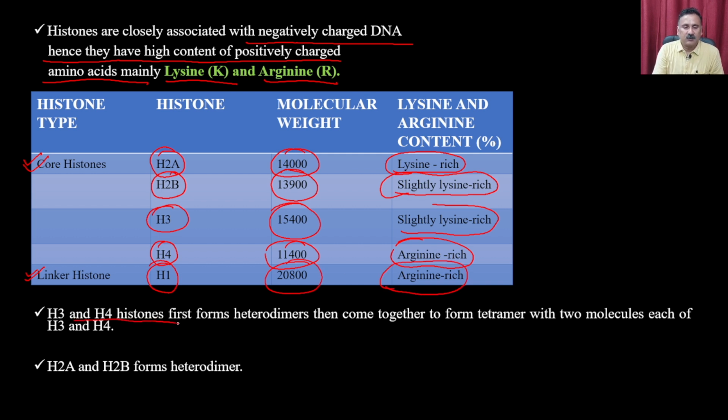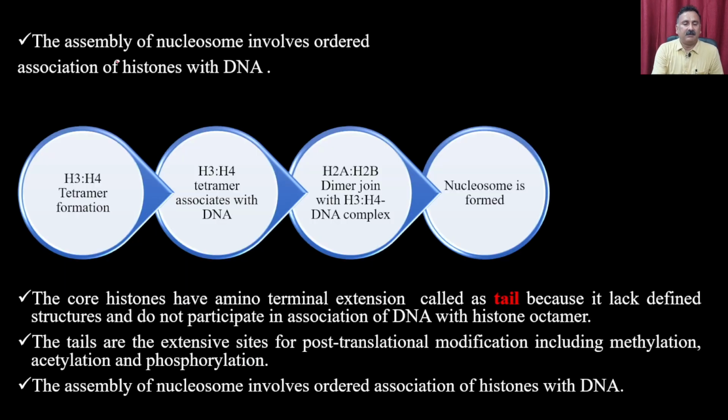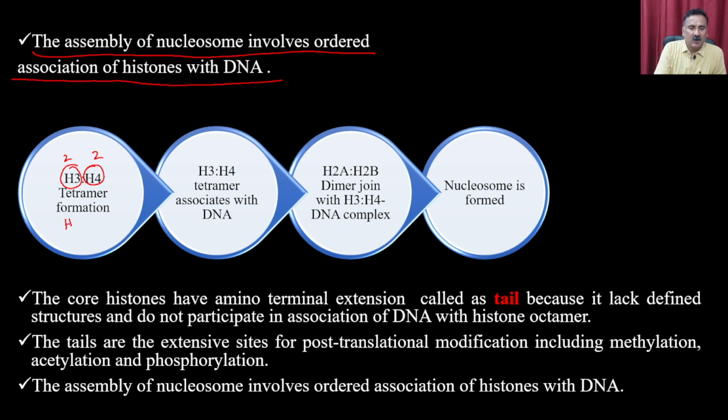So H3 and H4 histones first form the heterodimer, then come together to form a tetramer with the two other molecules of H3 and H4. H2A and H2B form the heterodimers. So this is the sequence in which the histones are going to be organized with each other, and that's how they are going to form the nucleosomal assembly. The assembly of the nucleosome involves the ordered association of histones with the DNA. So first the two molecules of H3 and the two molecules of H4 come together, and that's how they form a tetramer, which means you are going to have it like this, right?